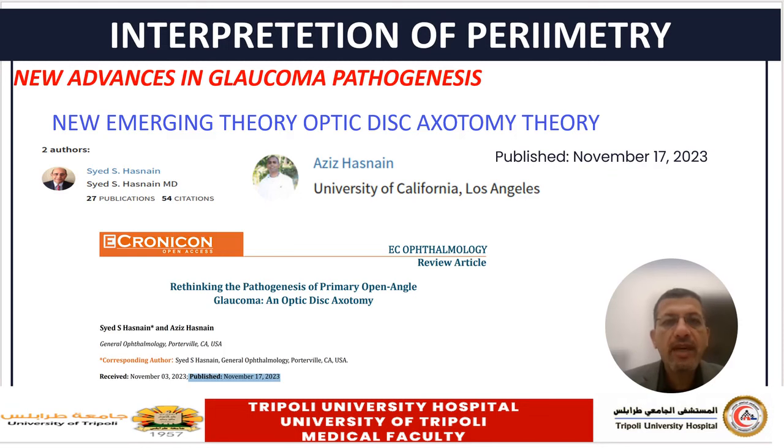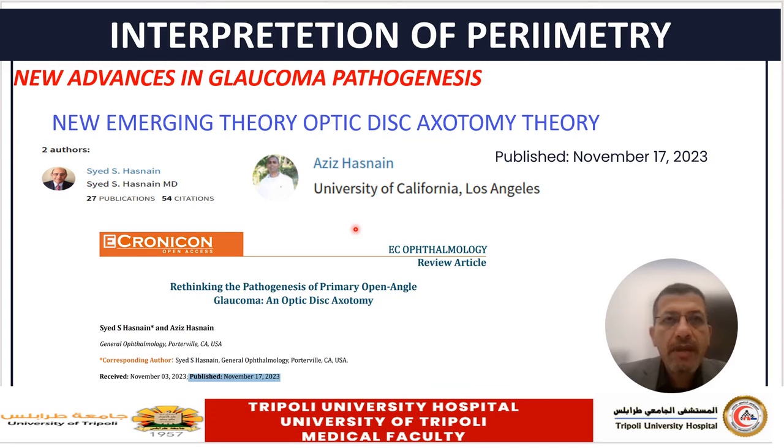Among the new advances in glaucoma pathogenesis is a newly emerging theory that explains the exact pathogenesis of glaucoma. As you know, in the previous traditional teaching to our fourth-year students and postgraduate students, there are two theories that explain what happens to the optic disc in glaucoma: either the mechanical theory due to elevation of the intraocular pressure, or the vascular theory due to ischemia to the optic nerve.